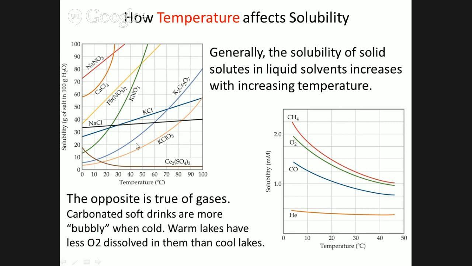Now, later on, we'll spend some time with this chart in which we'll literally figure out how much is dissolved at a certain temperature, how much more can dissolve if we raise the temperature, how much would come out of solution if we lowered the temperature. So we'll actually be reading this chart later on.